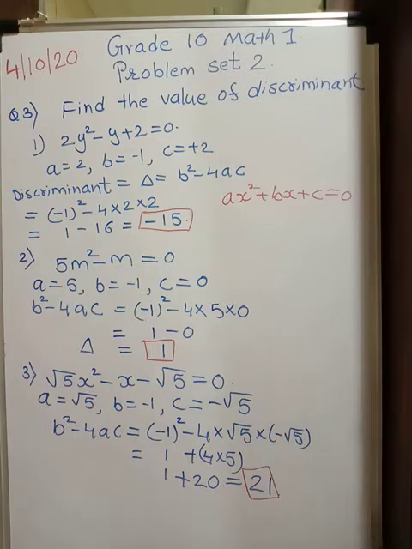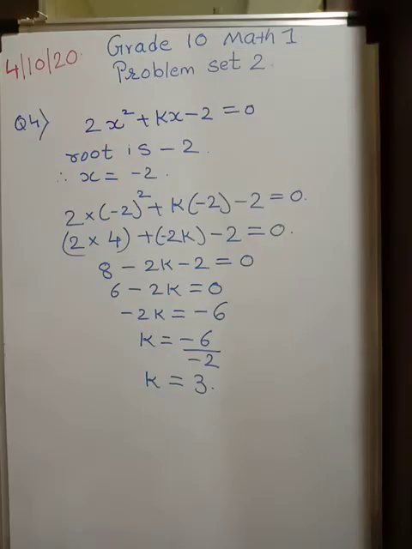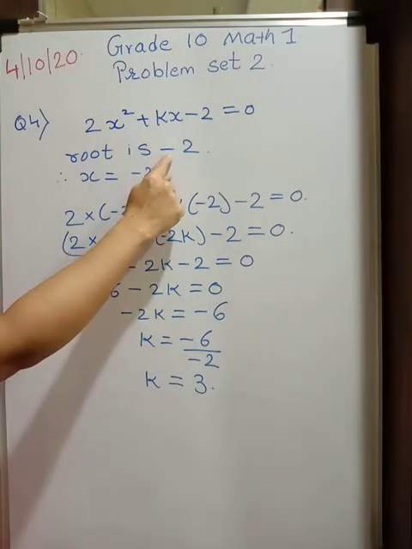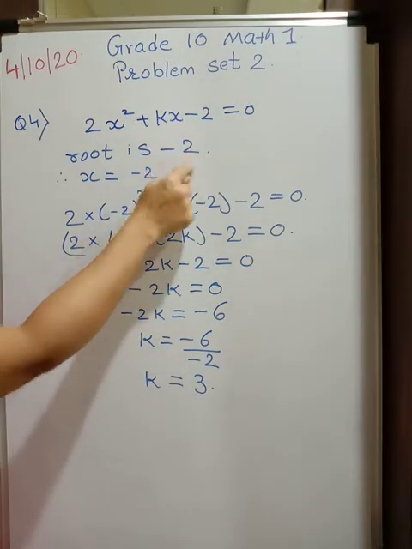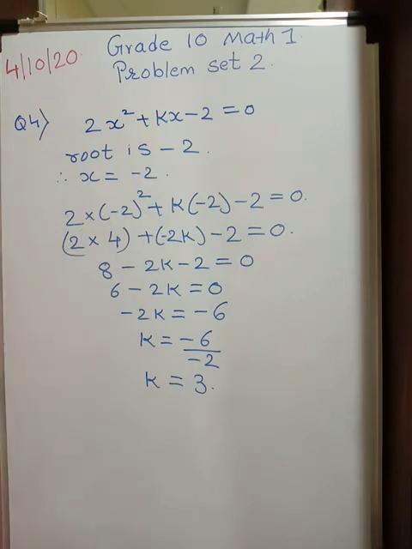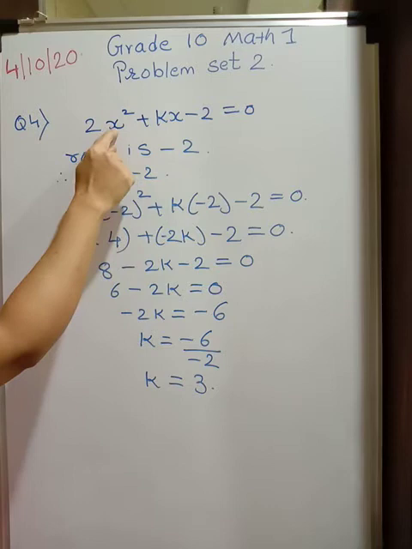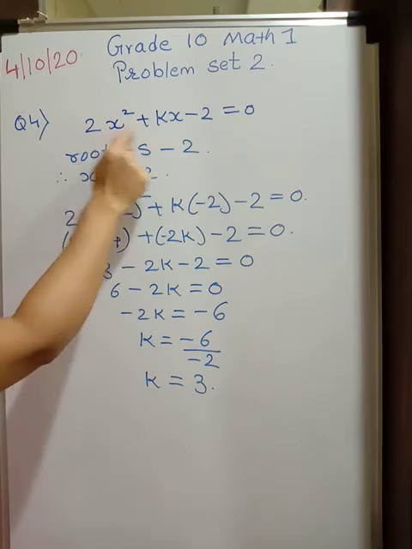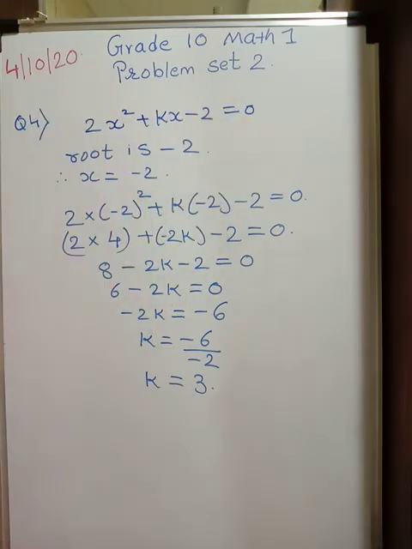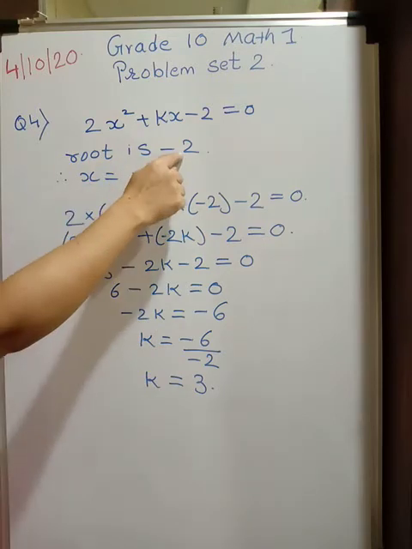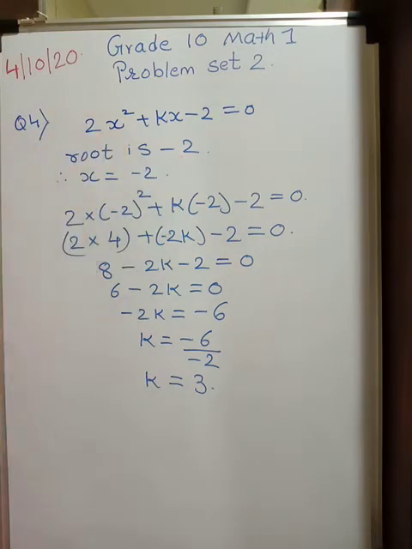Now let's go for the fourth question. 2x square plus kx minus 2 is equal to 0 is the equation given. And a root of this equation is given as minus 2. What do you mean by root? That means this value is going to satisfy the equation. That means if you put minus 2 over here in this equation, then you are going to get the answer of this equation as 0. That is to say that minus 2 is a solution or root of this equation.